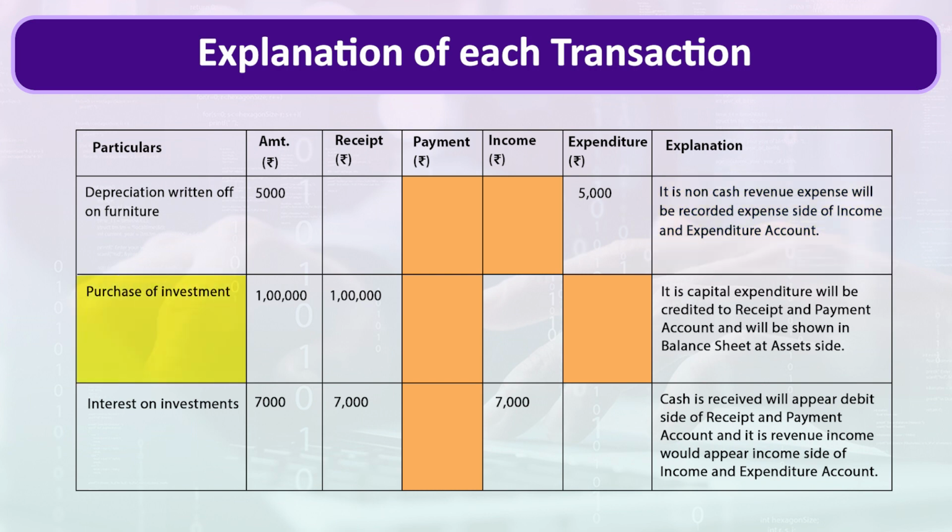Then there is purchase of investment which amounts to rupees 1 lakh. It is a capital expenditure and will be credited to receipt and payment account and will be shown in the balance sheet at asset side. The last item is interest on investment which amounts to rupees 7,000. Cash is received and will appear on the debit side of receipt and payment account and it is revenue income and would appear as an income on income side of income and expenditure account.